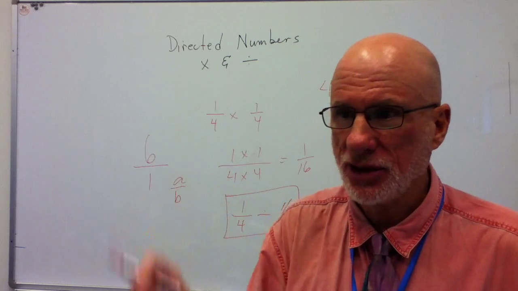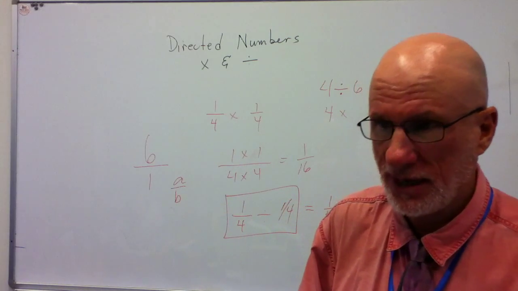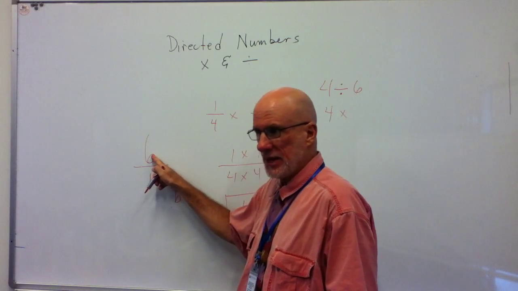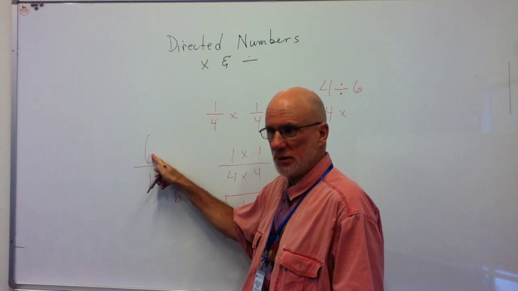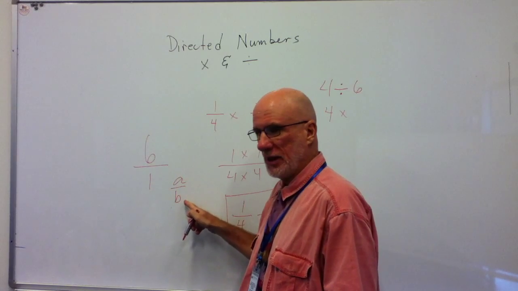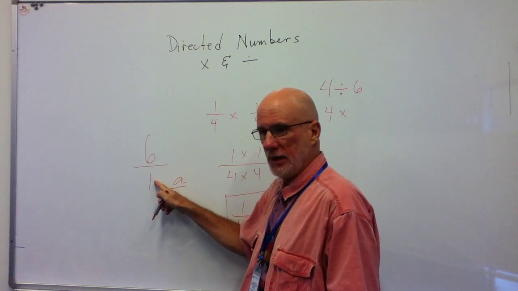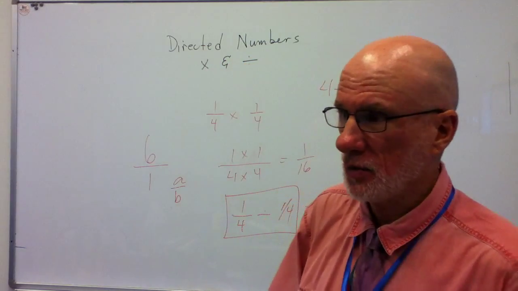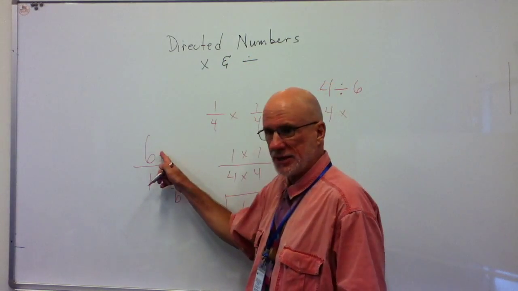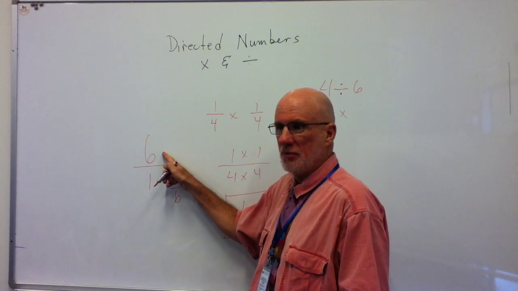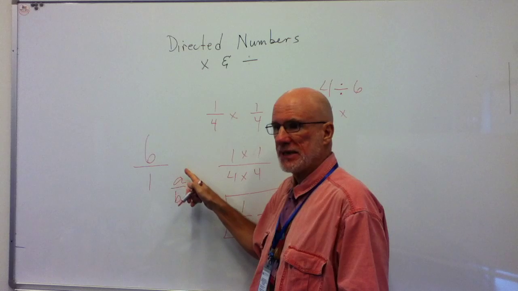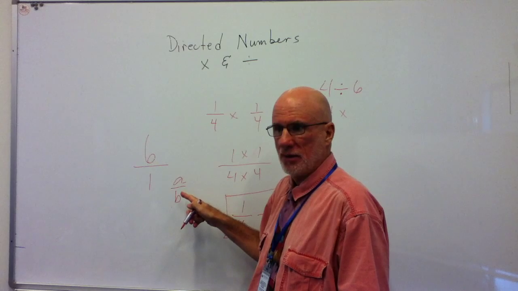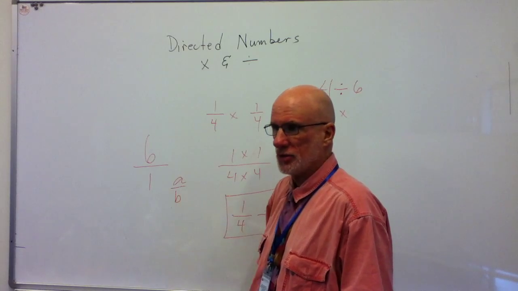Listen carefully, and then I'm going to ask you to say it out loud. Okay, you ready? Are you listening? 6 is a rational number because it can be expressed as A over B, where A and B are both integers. Okay? Now say it along with me. 6 is a rational number because it can be expressed as A over B, where A and B are integers. Okay? You get it?